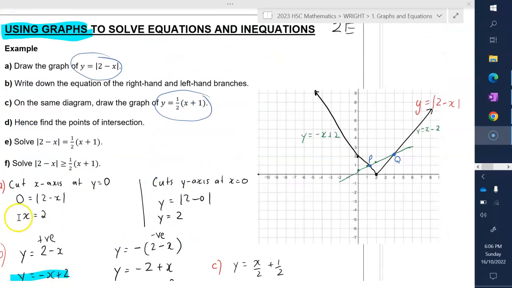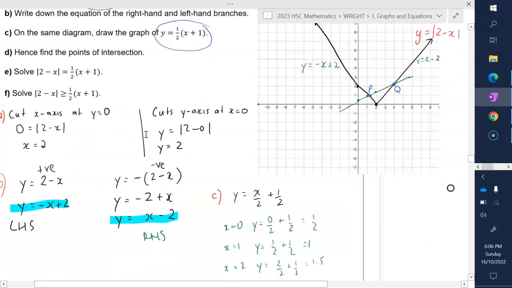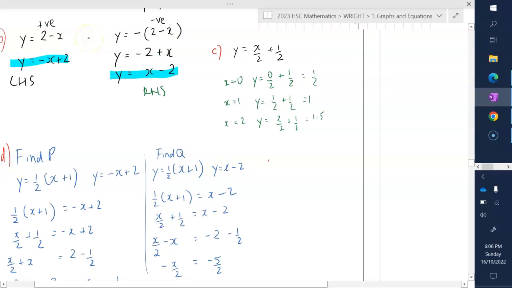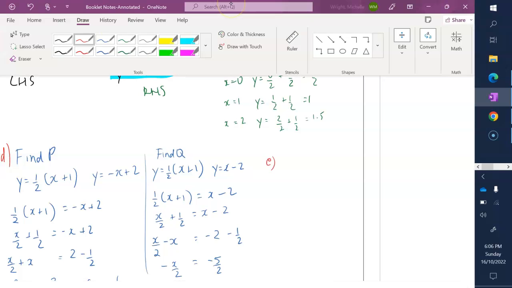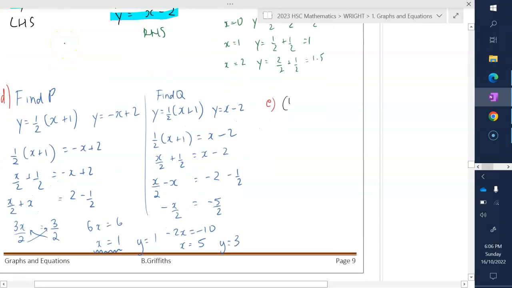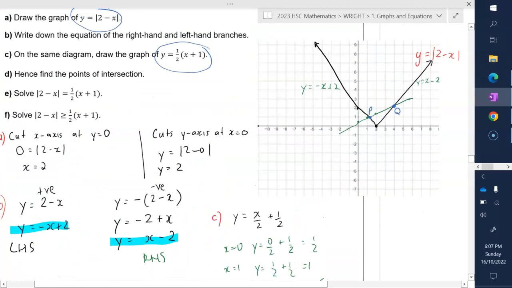So we've done. Okay, so let's have a look at E and F. E says to solve this equation here. Now we have done that. We've actually solved that. That was our point P and Q from before. So let's just write it out a little bit neater. Okay, so we've found the solution. We've found the points of intersection. And the two solutions were 1, 1 that we found down here. And our other solution was 5, 3. Okay, so we're nearly there. Let's look at the last one.